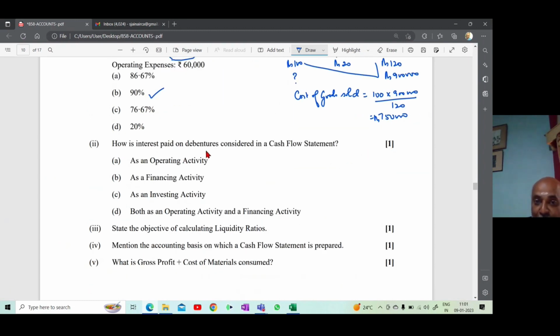How is interest paid on debentures considered in the cash flow statement? Interest is paid on debentures. Therefore, it is a financing activity, because you have taken a loan and you're paying interest. So it is something to do with financing.